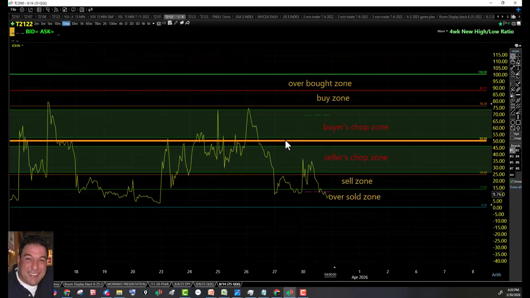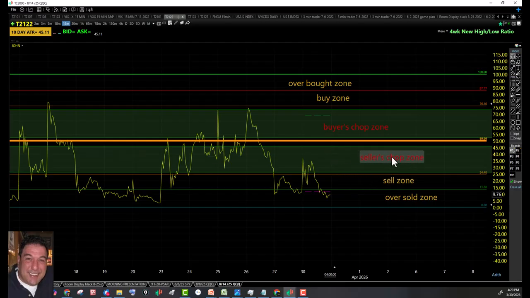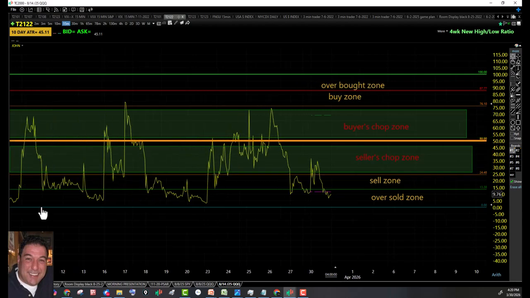Let's take a look at T2122. All right, so you can see if we look at T2122 and we look at this continuous yellow line, you can see in the last month of March, okay, it spent the majority of the time below the 50-yard line. Okay, so that's bearish. All of this is bearish down here under the 50. If it was bullish, it'd be up here. And you can see every time we got up there, well, the bears knocked us back down.